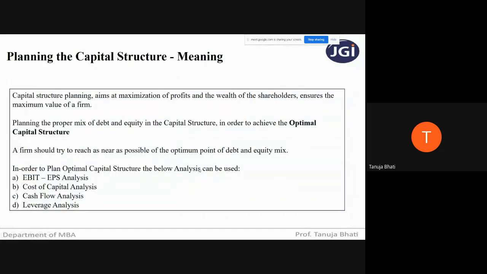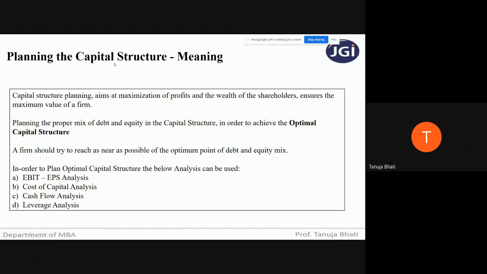So let us begin. First is planning the capital structure. Let us understand what is the meaning of planning of capital structure. Students, what is the meaning of capital? See students, funds is required by the company, correct? Now, the company raises the funds through different sources of finance, which we have already seen, like through equity, through preference, through issuing debentures, through taking a term loan, the company can raise its capital.